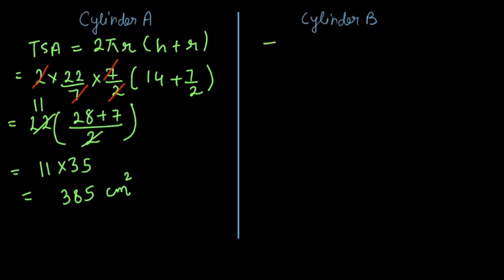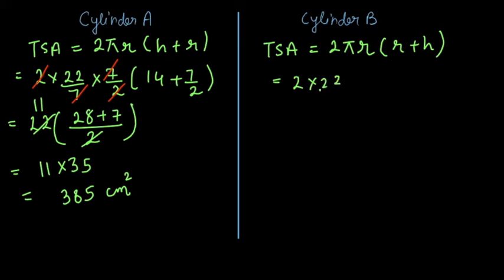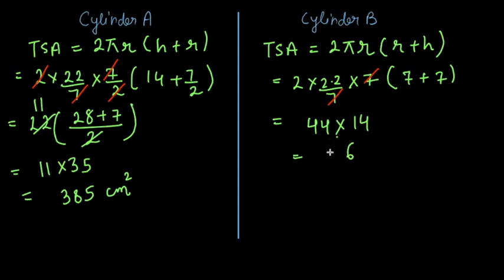Similarly, we will calculate the TSA for second case. 2 pi r plus h. So 2 into 22 by 7. How much is r for second case? It is 7. R plus h means 7 plus, and how much was height given? 7 again. So let's cancel the terms again. This 7 can be cancelled with this 7. How much you are left with? 22 2s are 44 into 7 plus 7 gives you 14, and if you multiply it, how much it will be? 14 fours are 56 plus this 616 centimeter square.